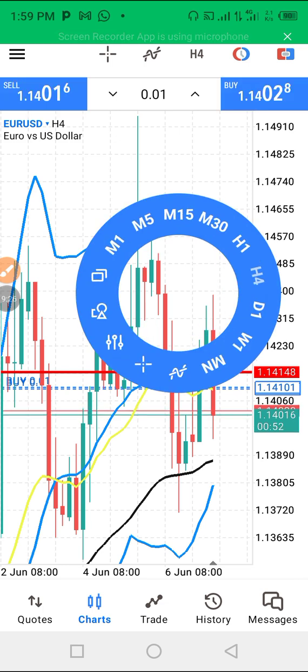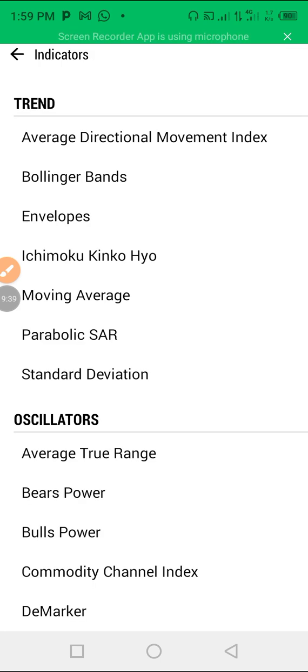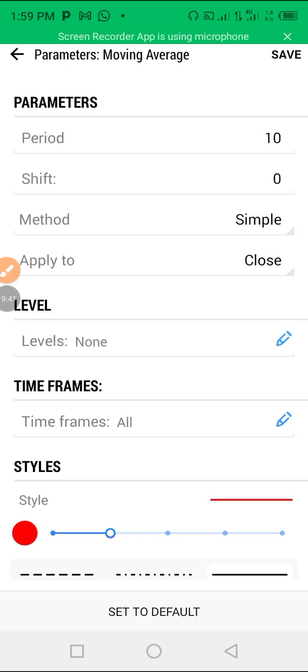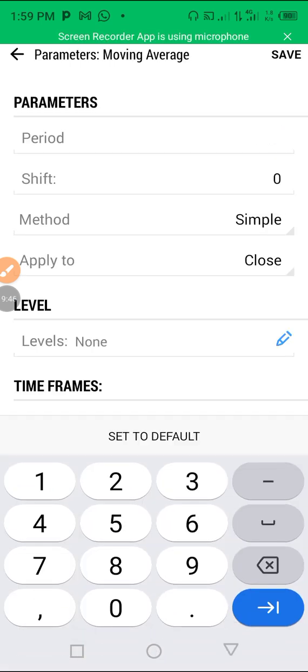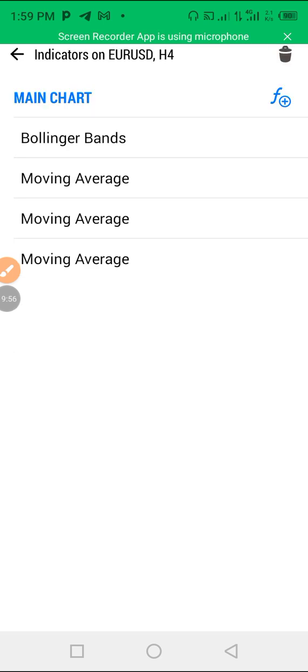I will explain the importance of this moving average in the next class so that this class doesn't become too lengthy. All right, we go in there, tap on the blue F again, tap on moving average again for the last time. This time around, we are making it 200 and we are going to exponential. This time we are leaving it at red, and we're just making it more visible. Then we'll save. Then we are done.